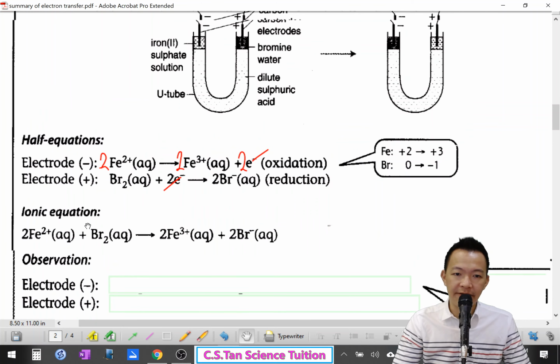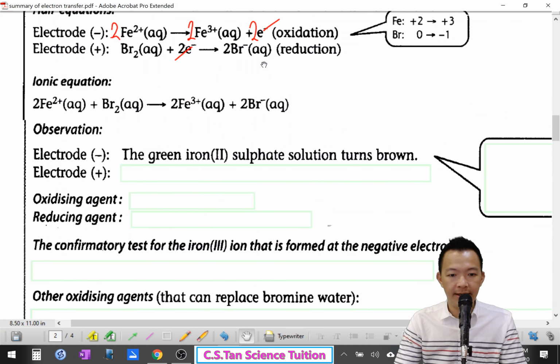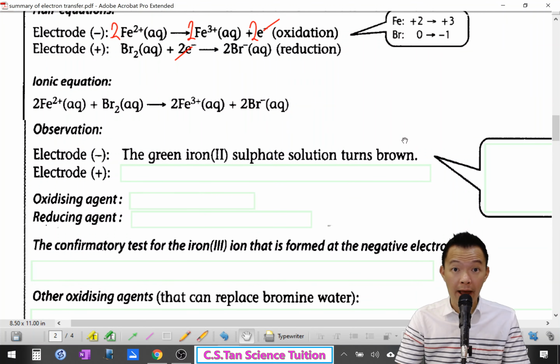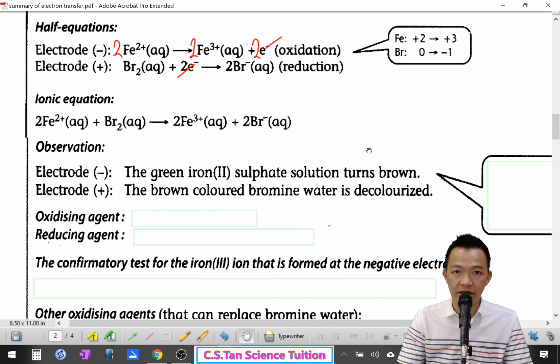So what is the observation for the negative electrode? Green color turns to brown color. The green iron 2 becomes iron 3. Green color iron 2 turns to brown. Okay. Positive electrode, what happened? Brown color bromine water decolorizes. Oxidizing agent.